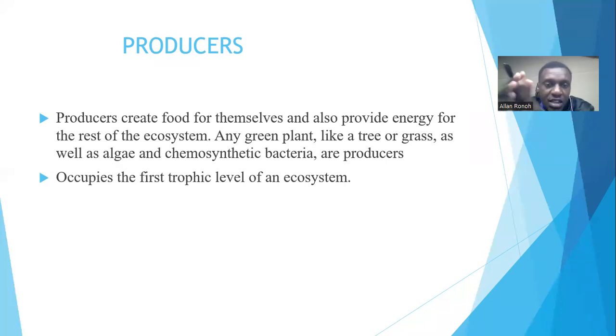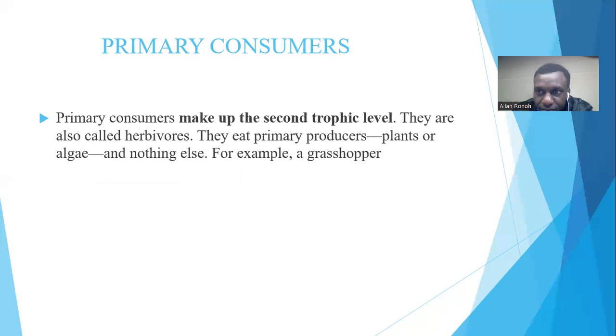The producers are known as a unique trophic level because it is only the producers that make their own food. They convert the light energy into chemical energy. Therefore, it makes them unique. It is only the producers that make their own energy. And they occupy the first trophic level of an ecosystem. Hope we are together. Yes, sir. Okay.